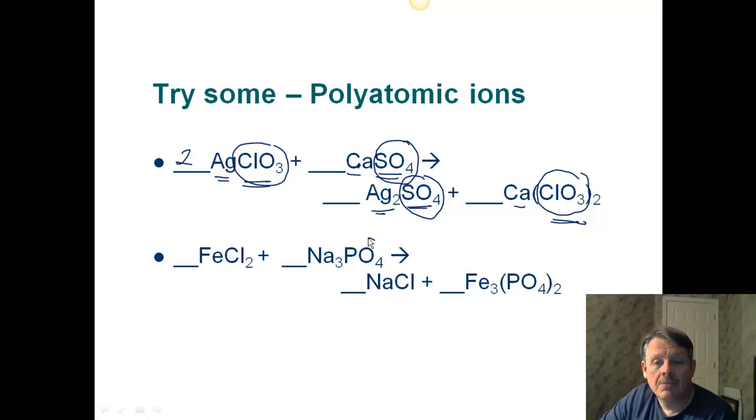Alright, the FeCl2 is not a problem, but you do have a polyatomic ion over here, which is PO4. And I notice that I have 2 of them on the right. I'm not going to fix that yet, but I do notice I have 2 of them. Alright, so let's see what we come up with.